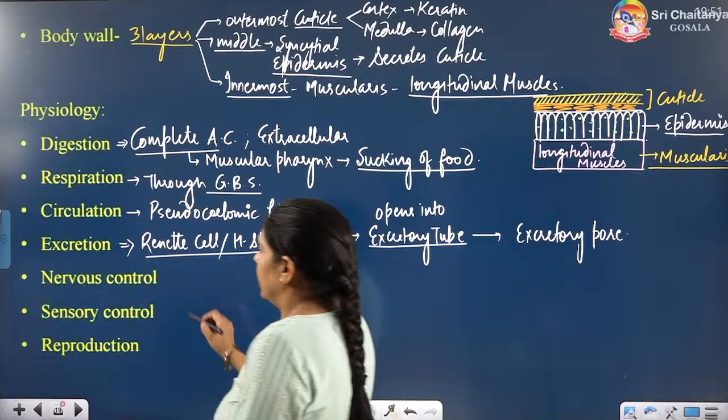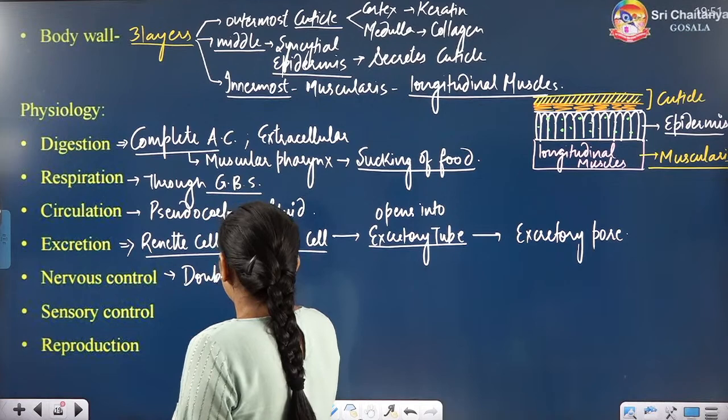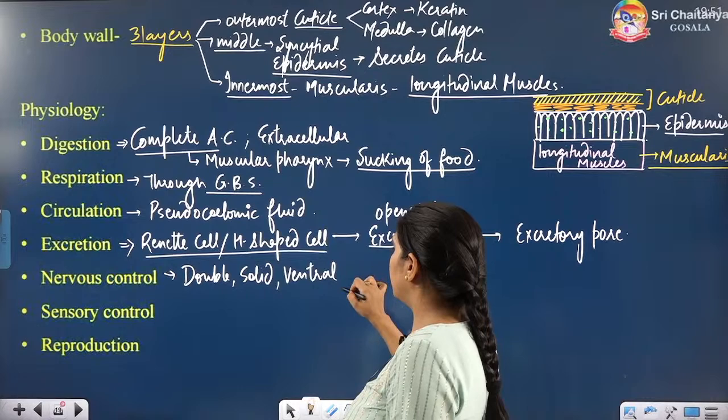If we talk about nervous control, then again the same double solid ventral ganglionated nerve cord is there.